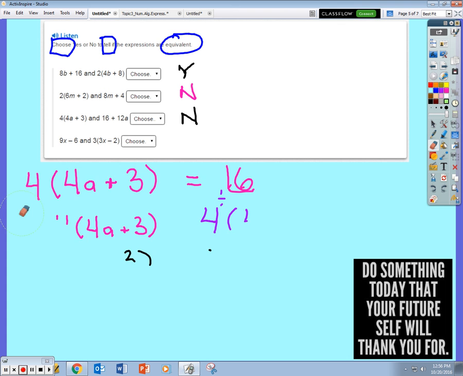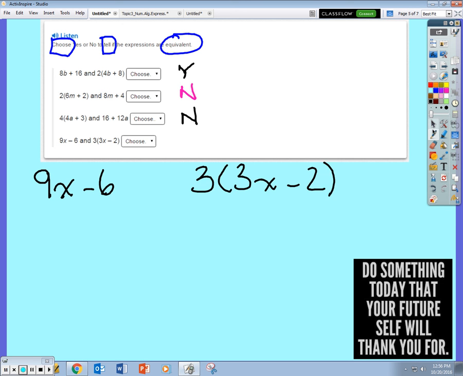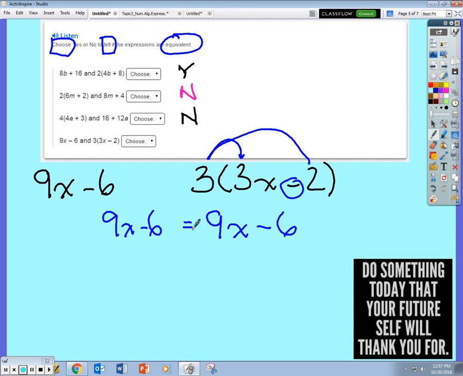Okay, let's try this next one here. Oh, this problem's way too long. I'm sweating over here, I think. We have 9x minus 6 and 3 times 3x minus 2. Now, I'm guessing that Erin would notice that, hey, let's use the distributive property. She'd go 3 times 3 gives me 9x. She'd see the minus sign, of course. She'd bring the minus down. She'd go 3 times 2 is 6. Wait a minute. These two are identical. So, yes, these are equivalent.